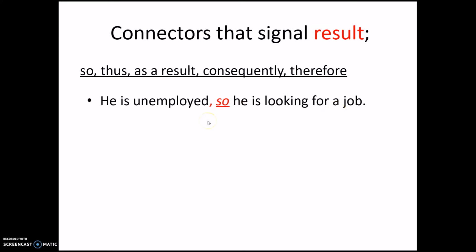Be careful. We need to use so in the middle between two sentences. We cannot use so at the beginning of a new sentence. And before so, we can use a comma, but it's optional. But as I said, be careful. We need to use so in the middle between two sentences like this. Don't start a new sentence using so.